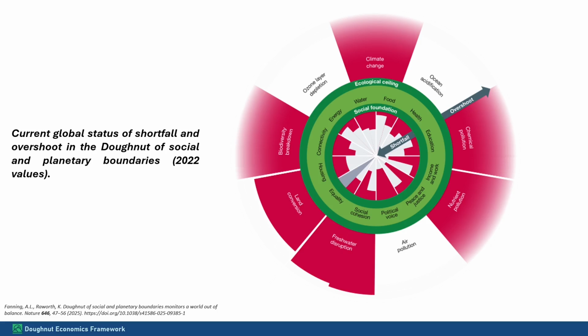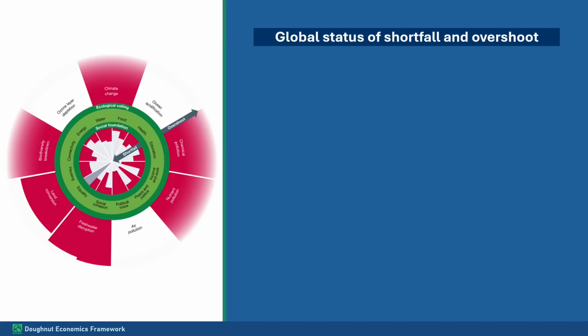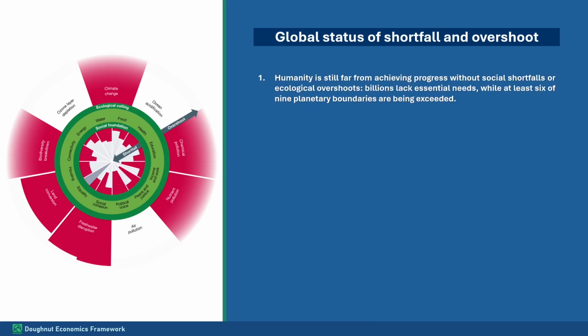A maximum of two indicators are included in each social or ecological dimension. Ideally, there would be no red wedges below the social foundation or above the ecological ceiling. If human progress this century depends on eliminating social shortfall and ecological overshoot simultaneously, data synthesis underscores that the world is still far from securing it.